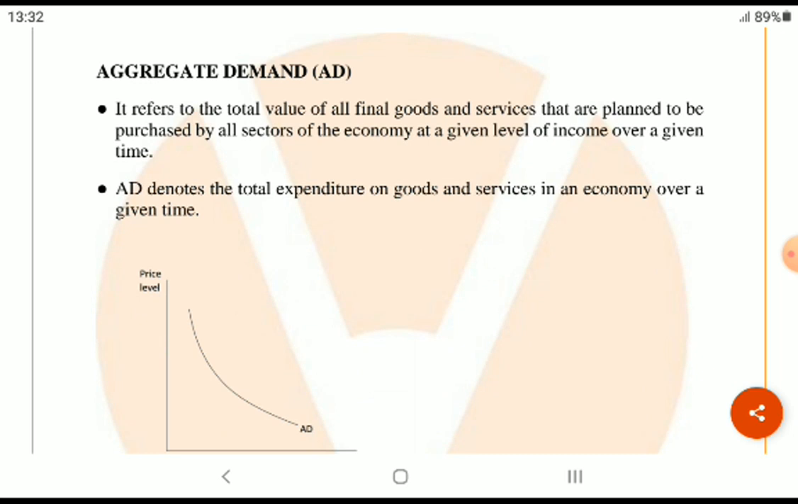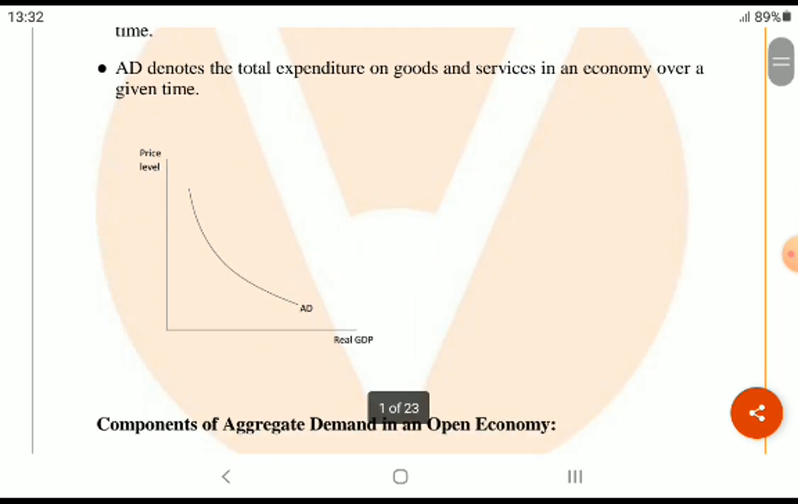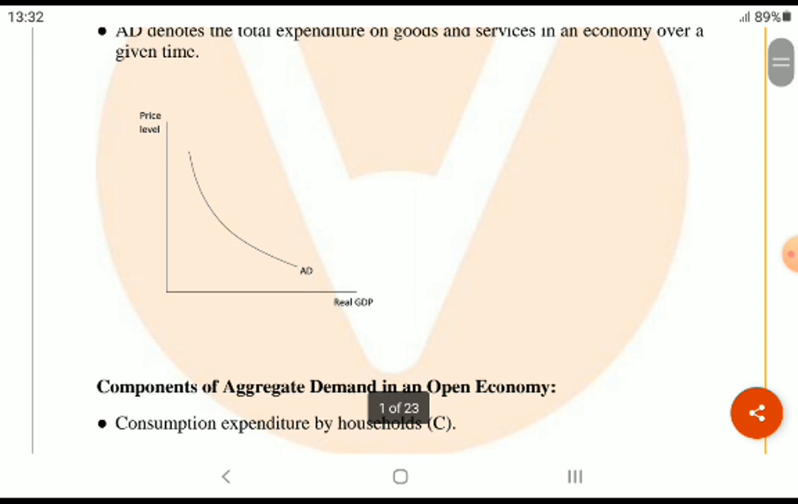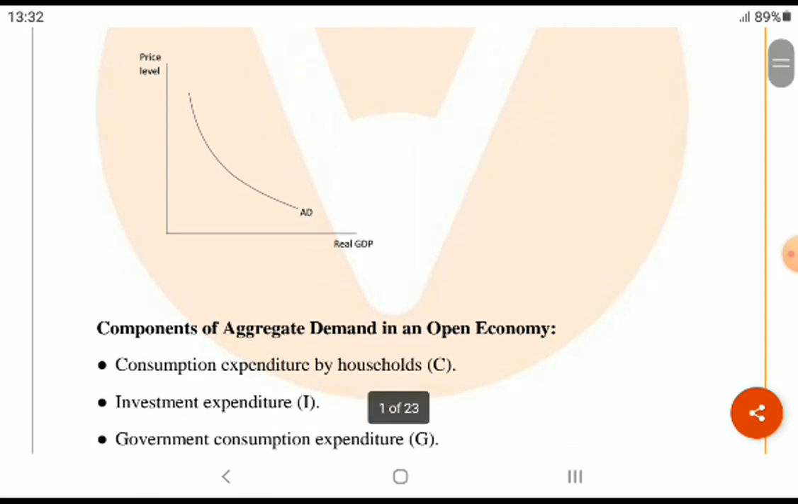It refers to the total value of all final goods and services that are planned to be purchased by all sectors of the economy at a given level of income over a given time. Aggregate demand denotes the total expenditure on goods and services in an economy over a given time. The aggregate demand graph will be like this: price level by real GDP.